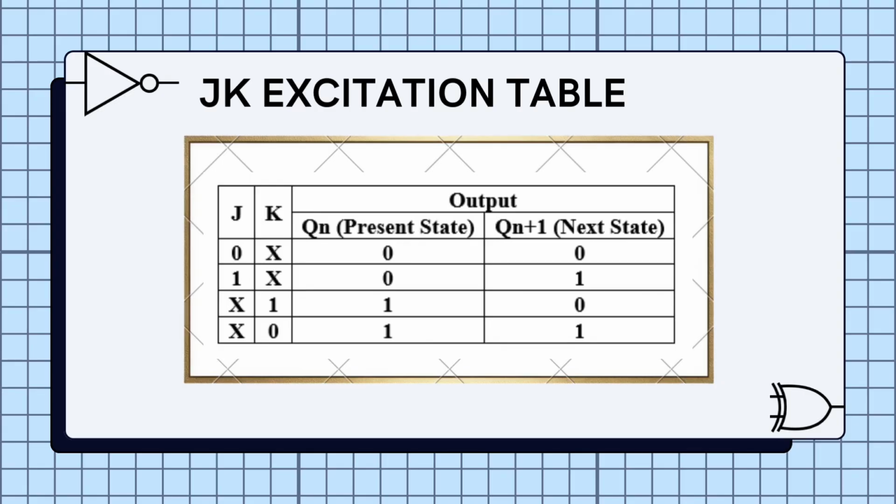This table introduces the concept of excitation. Excitation means determining what inputs J and K must be to achieve the desired transition from the present state to the next state. The JK flip-flop has 4 possible input conditions.